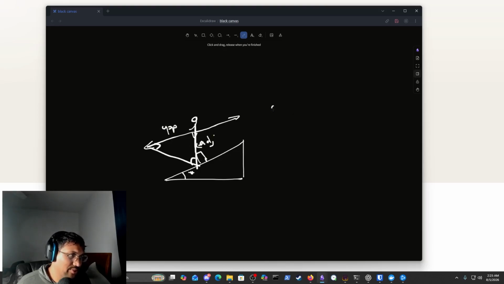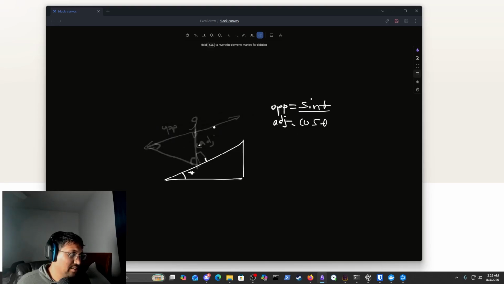And what's associated with opposite? Opposite, from SOHCAHTOA, is sine, and adjacent, sorry, from SOHCAHTOA, is cosine theta, right? So now we have a way to break gravity into different components, right? Using this little force triangle here, we know that the perpendicular force is going to be our adjacent, so cosine theta, and we know the parallel force is going to be sine of theta, right? So we'll get rid of all that now and clean this up.